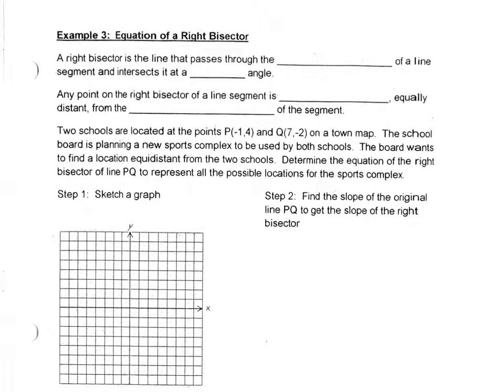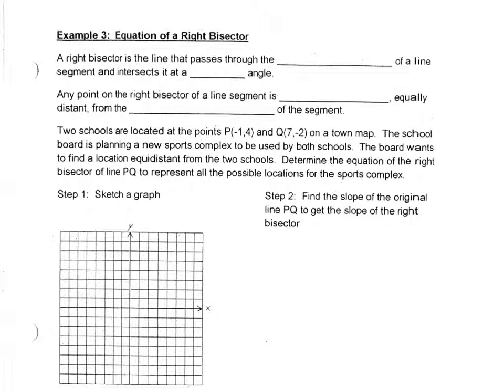Today's lesson is a continuation of the 2.1 note. So far we've talked about midpoints and how to calculate the midpoint of a line segment. And we've also talked about a median and what that is in a triangle. And so we've talked about how to calculate the equation of a median. And now we're going to look at the equation of a different type of line. It's called a right bisector.